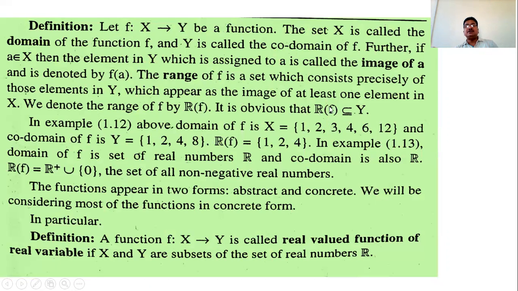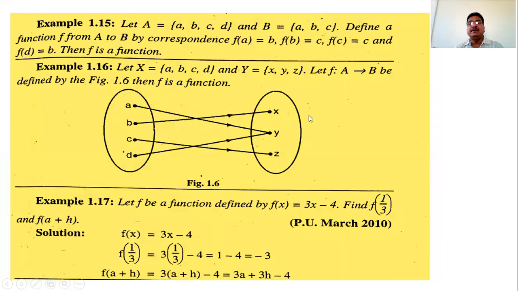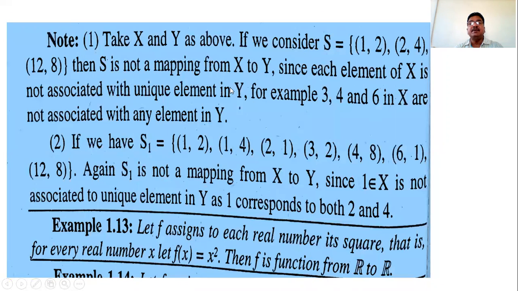If the function is denoted by g, then what is this notation? Capital R in round brackets small g. So this is the notation for the range of the function, and it is actually the set of images under that function. For example, this is the function where X contains 1, 2, 3, 4, 6, 12, and the codomain, that is this example, the previous example.